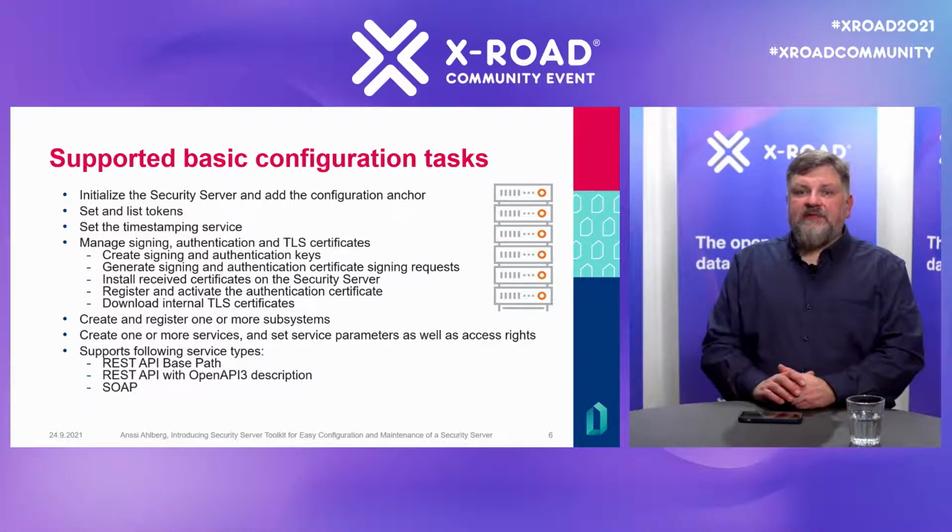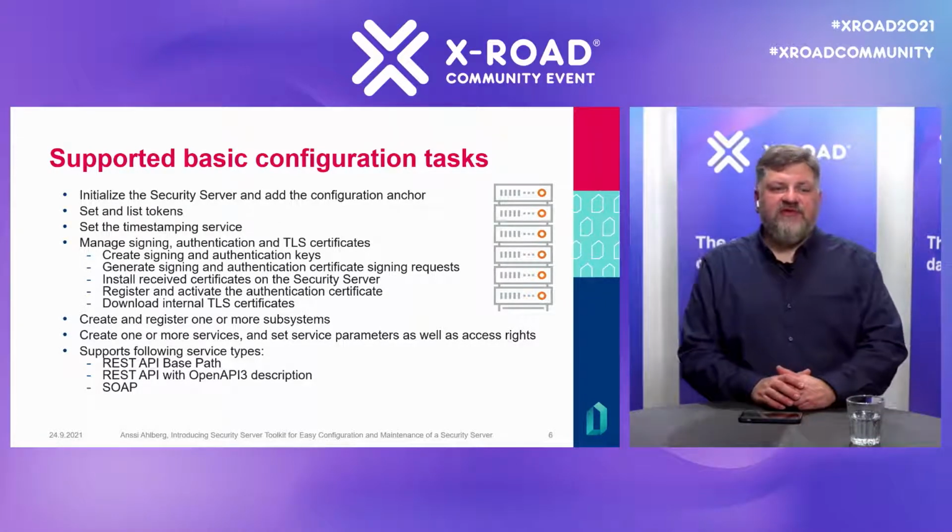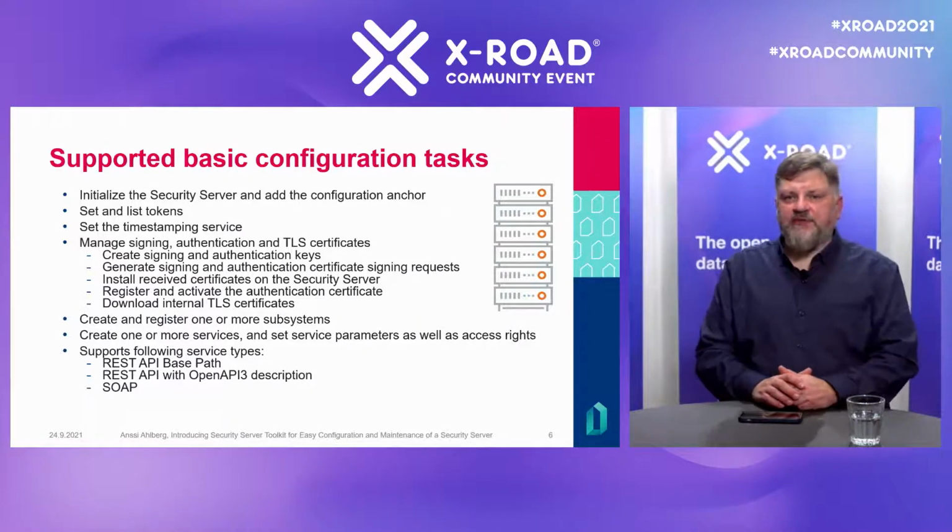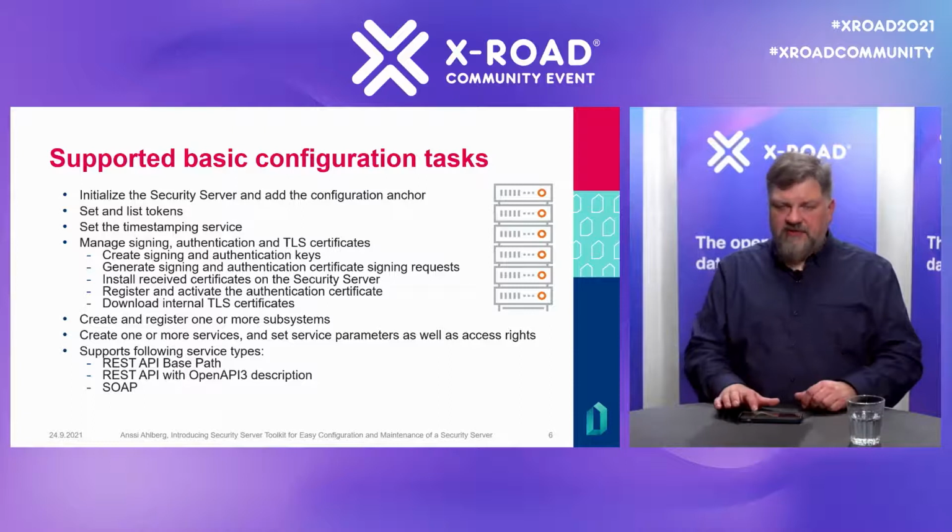You can also create and register one or more subsystems in the security server. And you can also create one or more services and set all the service parameters as well as the access rights for the services on the security server using the X-Road toolkit. Basically, we support all the three kinds of services that we have widely used in Finland. The older SOAP services, the REST API, or the services with the REST API with a base path, and also the services with a REST API with OpenAPI 3 description. All of these are actually supported on the toolkit.